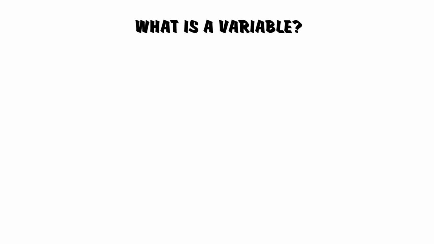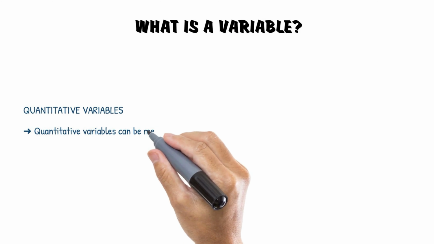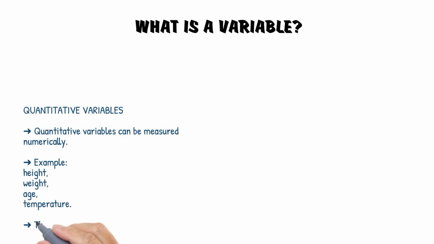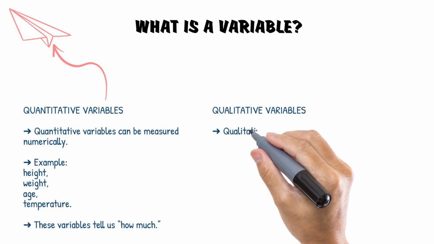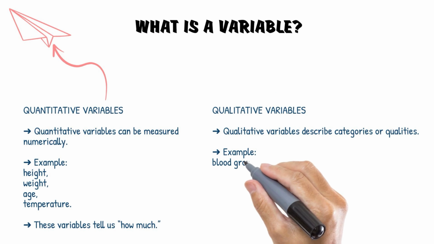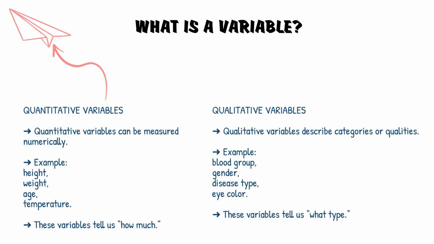Quantitative variables. Quantitative variables can be measured numerically. Example: height, weight, age, temperature. These variables tell us how much. Qualitative variables. Qualitative variables describe categories or qualities. Example: blood group, gender, disease type, eye color. These variables tell us what type.